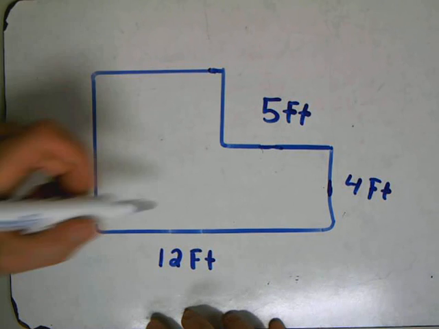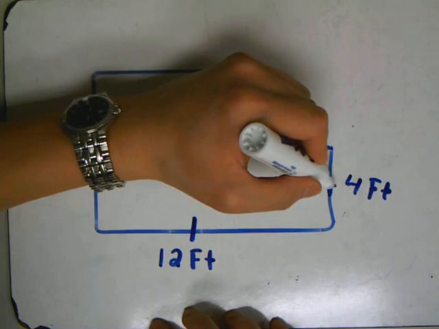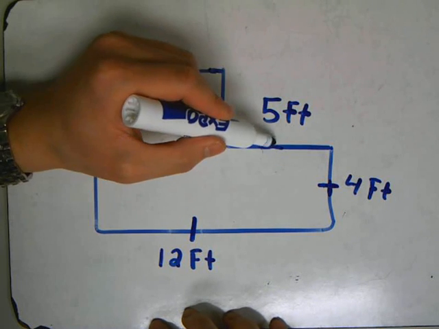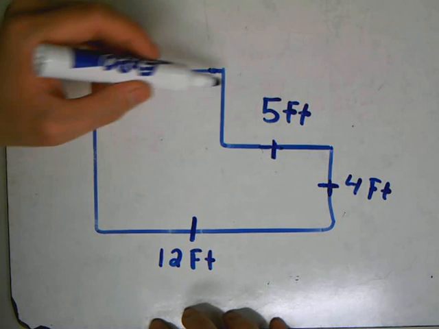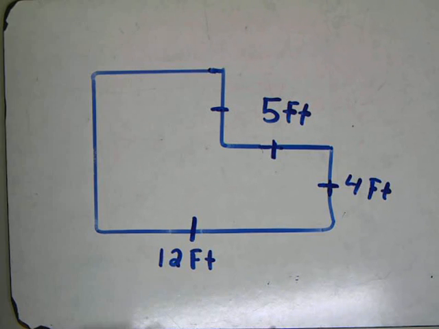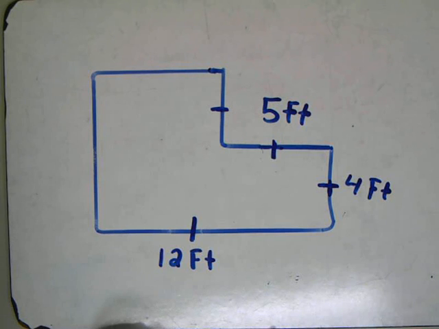measurements. I gave you the length here, which is 12 feet. I gave you the width of 4 feet from here to here, and I gave you the length here, which is 5 feet from here to here, and the width from here to here, which is also 5 feet. Now, we know a total of 4 different measurements. We need 2 more measurements to help us determine the total perimeter of this object in feet.